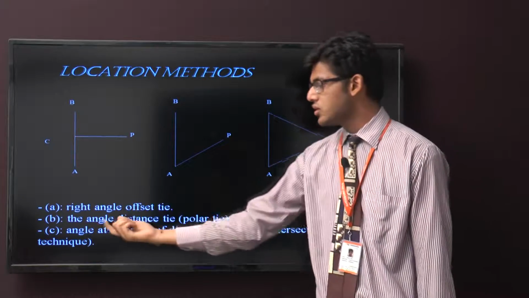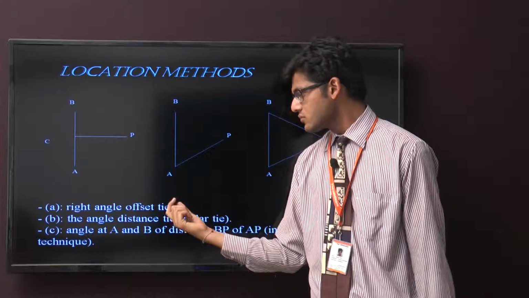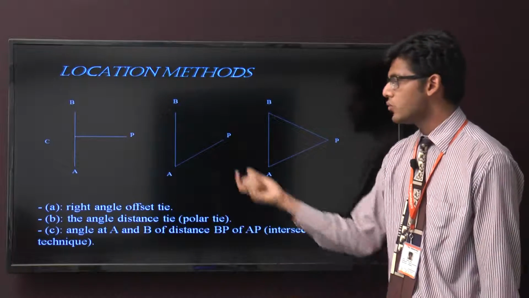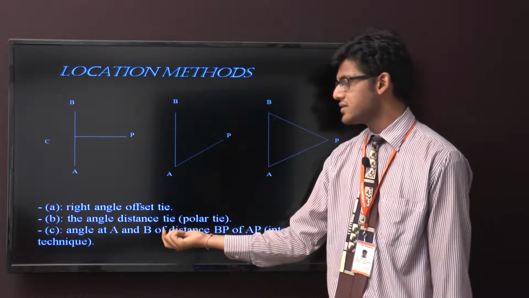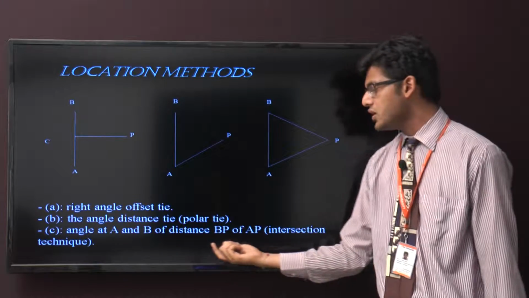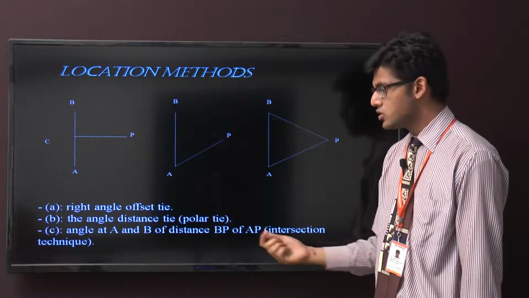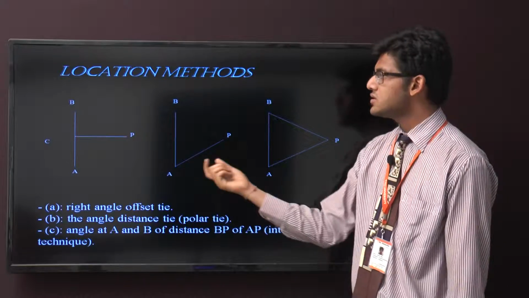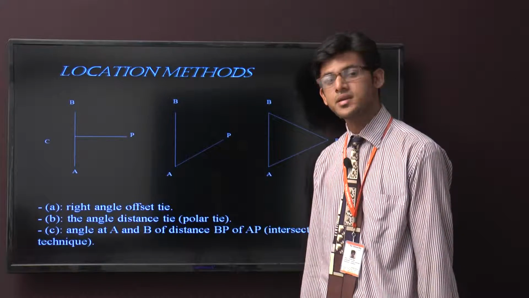So the first method is known as the right angle offset type. In the second, the angle and distance both are known, that's why it is the angle and distance type. And third is angle A and B, where the distances AP and BP are not known, so it is simple to do, the both angle type. So this is how we are locating the points in surveying.